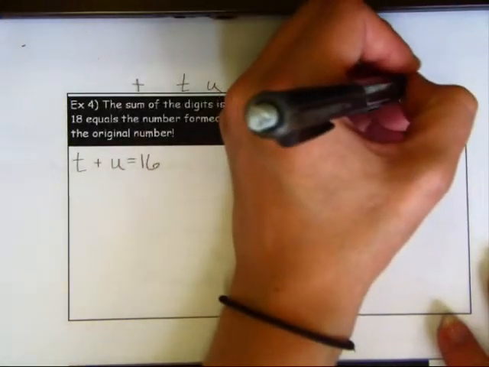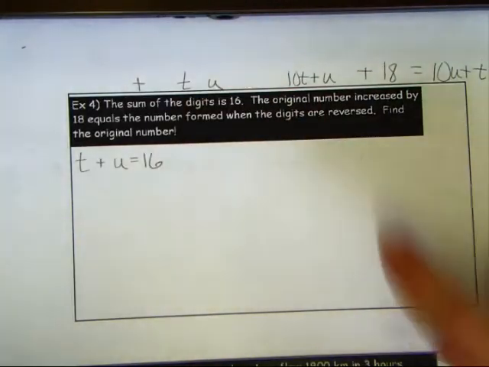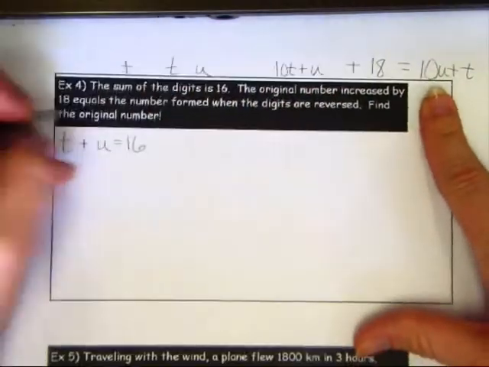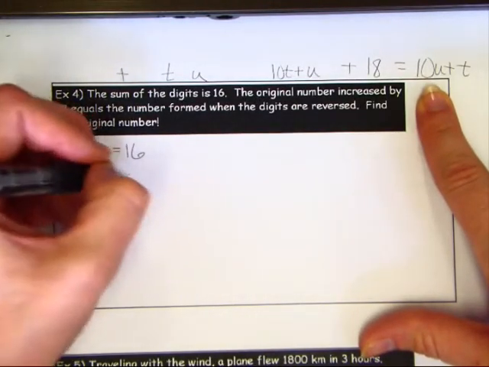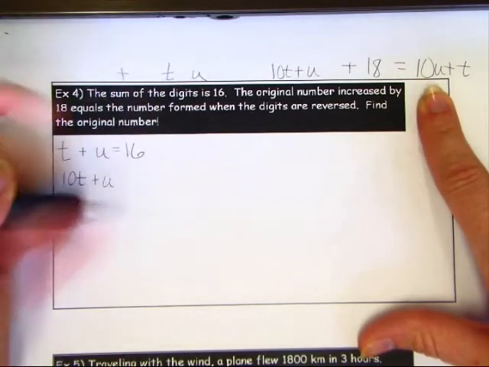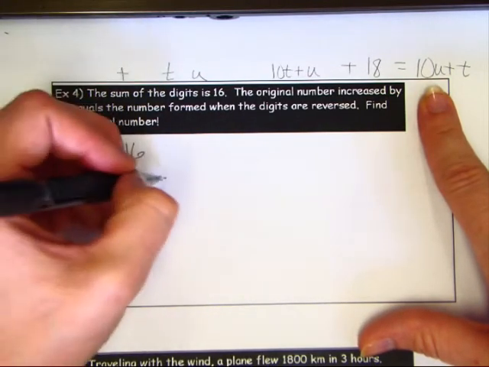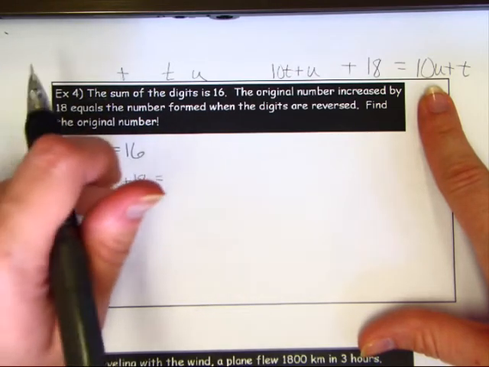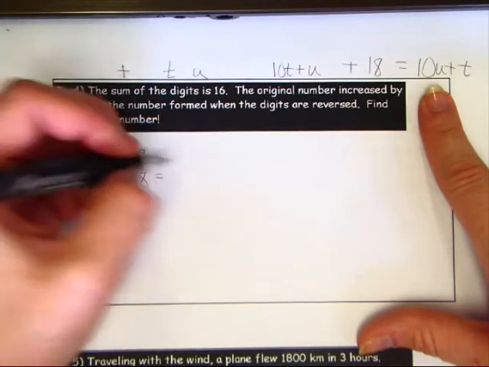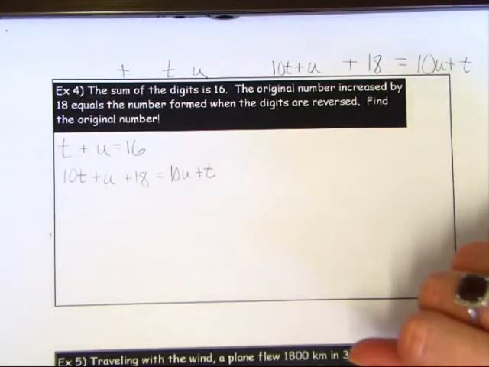Well, you remember what the reverse is, right? The reverse is 10u plus t. We went over that. So look, I made my little equation up here. I'll just drag it down. The original number increased by 18 is the number you get if you reverse the digits. Pretty cool.